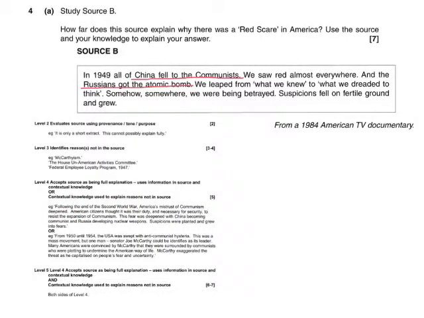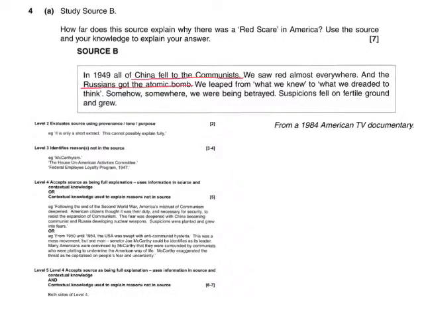Following the end of the Second World War, 1949. The answer's clocked that 1949 was the end of the Second World War. Following the end of the Second World War, America's mistrust of communism deepened. American citizens thought it was their duty and necessary for security to resist the expansion of communism. This directly backs it up because they are resisting the expansion of communism here. So we've got a direct link between what the Americans were feeling post-World War II and the international events that are going to worry them.